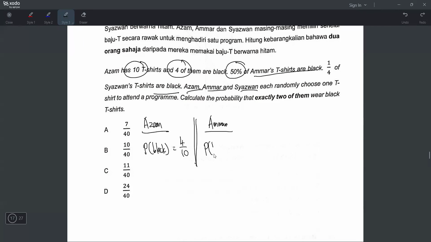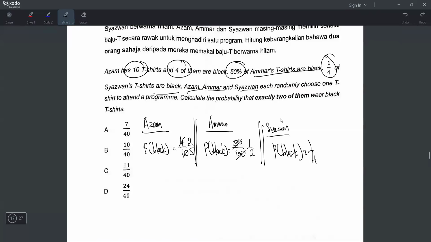Now, for Amar, they give in percentage, 50% are black. So the probability of black for Amar will be 50 over 100. Okay, but we can cut this to 1 over 2. This one also we can simplify to 2 over 5, right? And I think it's better if I simplify it now. Okay, last person, his name is Shazwan. They said 1 over 4 of Shazwan's t-shirts are black. Okay, they give you directly the probability of black is 1 over 4, right?